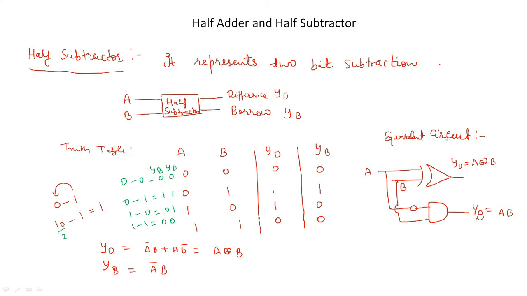Now see the equivalent circuit of the half subtractor. Here you obtain the difference as A exclusive OR B. So this is your exclusive OR gate, and your borrow is here A bar B. So this is your A, and now we have used a NOT operator, so it will be here A bar. So A bar will be the input for this AND gate, and this is your B input for this AND gate. So here your output will be A bar B.